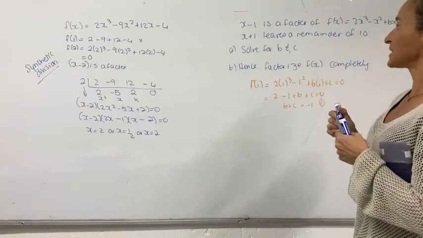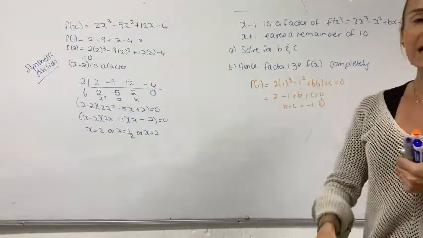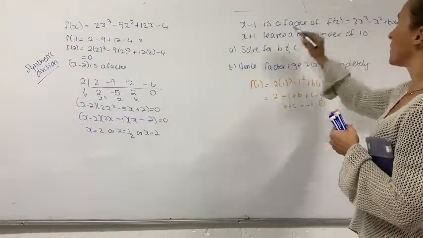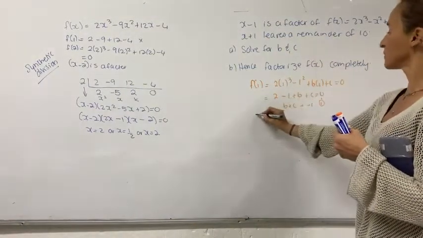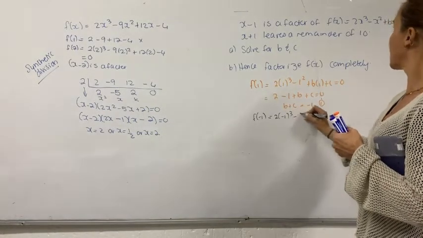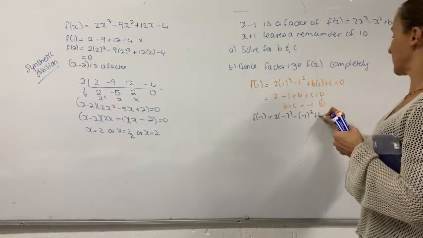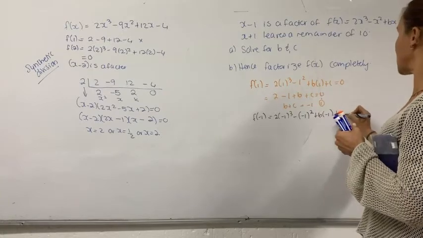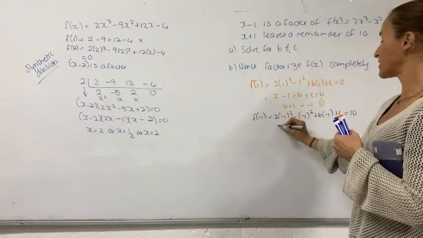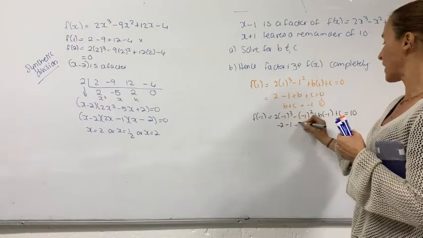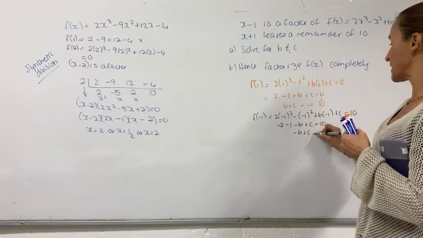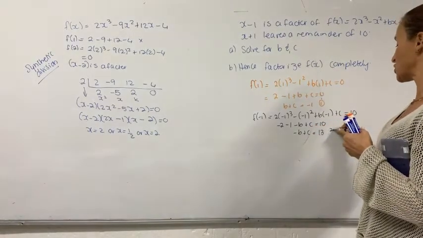It then says to us x plus 1 leaves a remainder of 10. So when we put minus 1, we're going to say 2 times minus 1 cubed minus minus 1 squared plus b times minus 1 plus c, and it leaves a remainder of 10. So let's simplify that. That's going to be minus 2 minus 1 minus b plus c equals 10. So minus b plus c equals 13, equation 2.